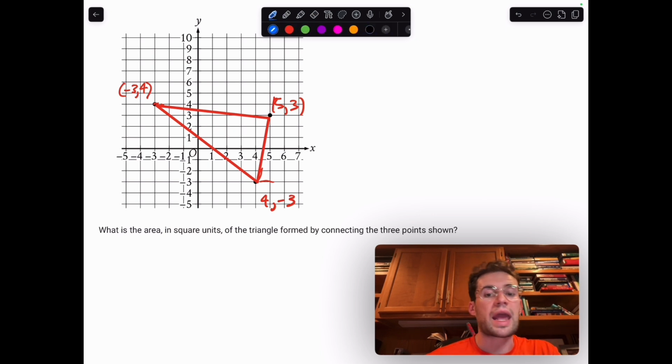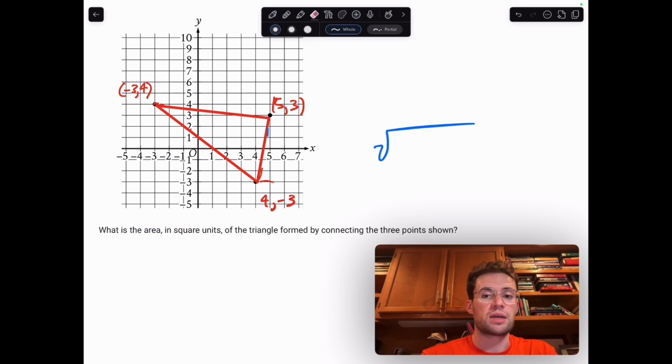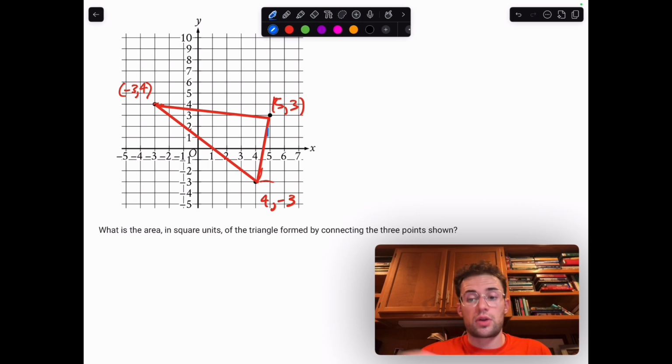There's something else called Heron's formula, where if you have the lengths of the 3 sides, you can plug them in. You do the square root of the semi-perimeter times the semi-perimeter minus one side times the semi-perimeter minus another side times the semi-perimeter minus the third side. That could work as well. If you've used Heron's formula before and you feel comfortable with it, that wouldn't take that long, but it would mean doing the distance formula or right triangles to find all of these side lengths.